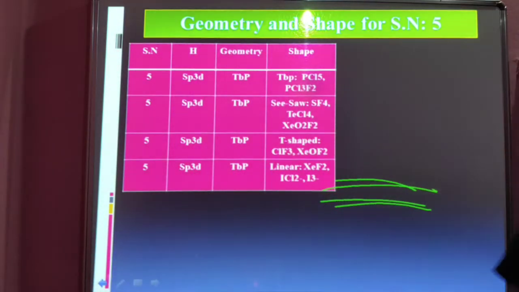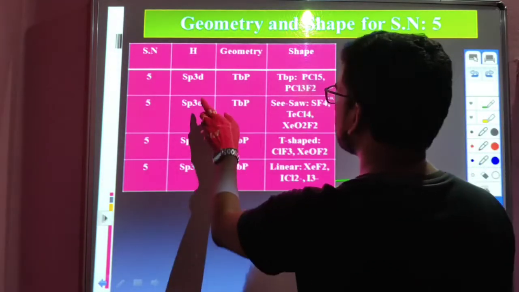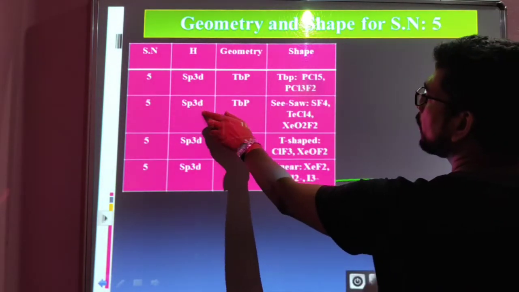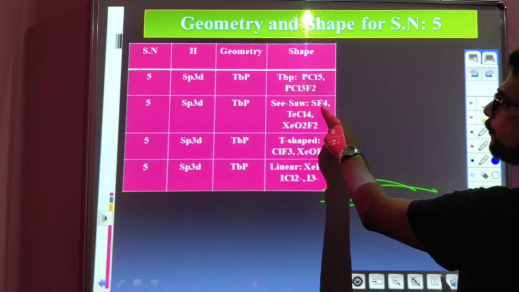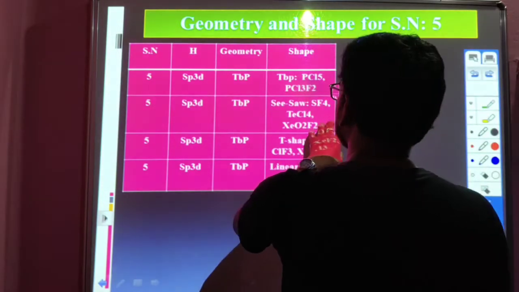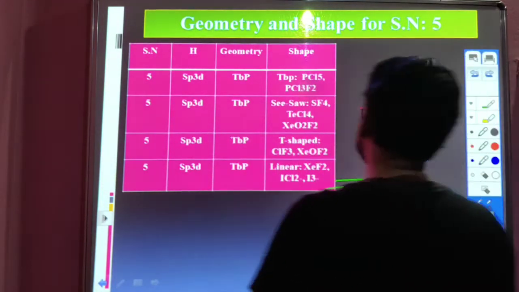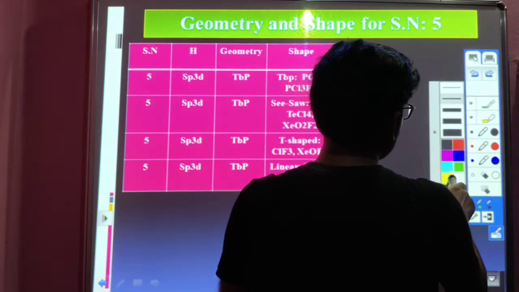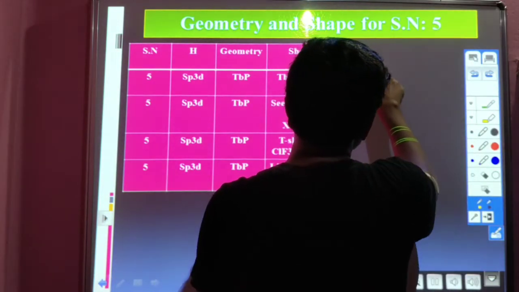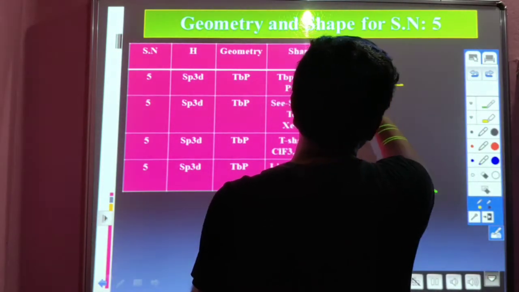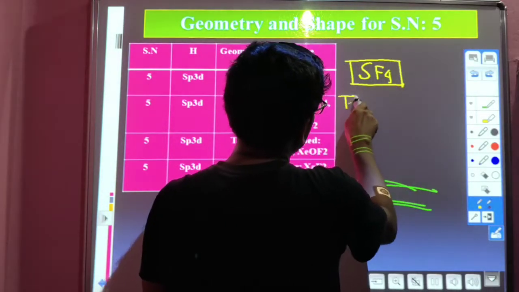Now next move to this one, SF4. I'll show you only SF4. The rest of the structures, you just try by yourself. SF4, I'll show you SF4. See, in case of SF4, how to calculate the hybridization?